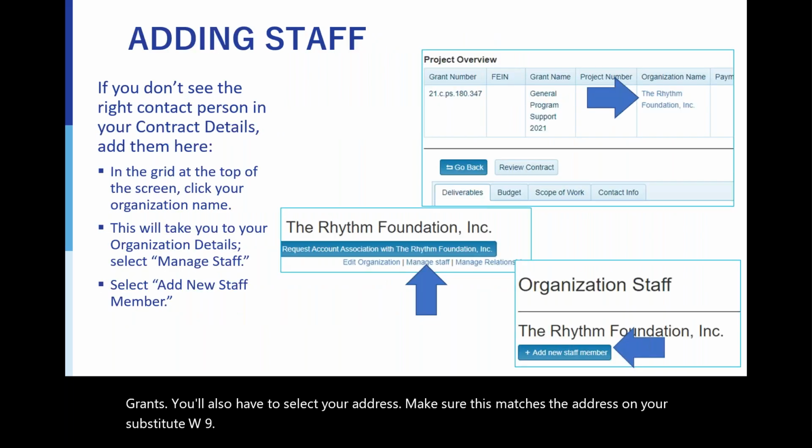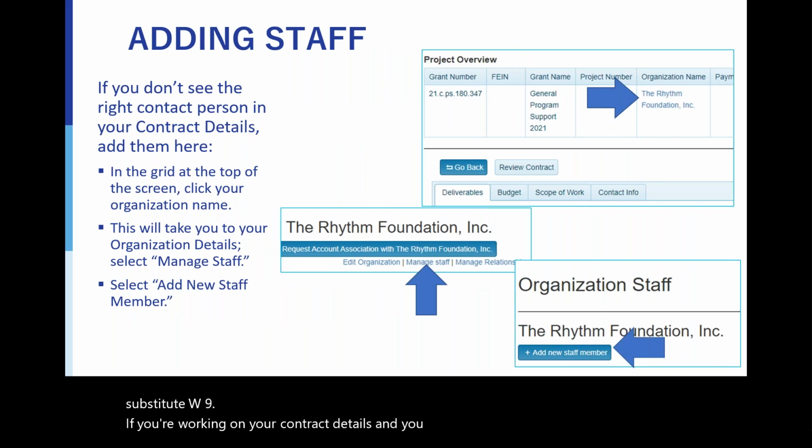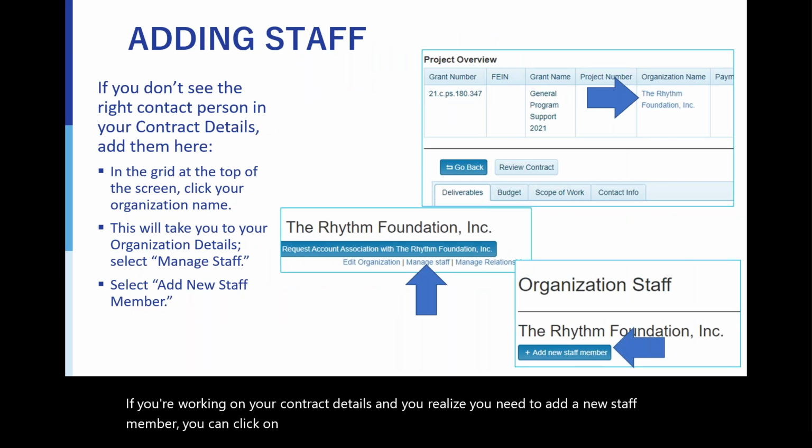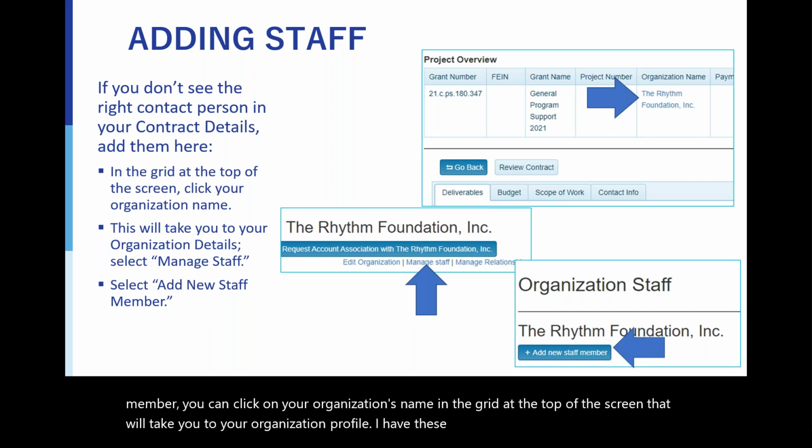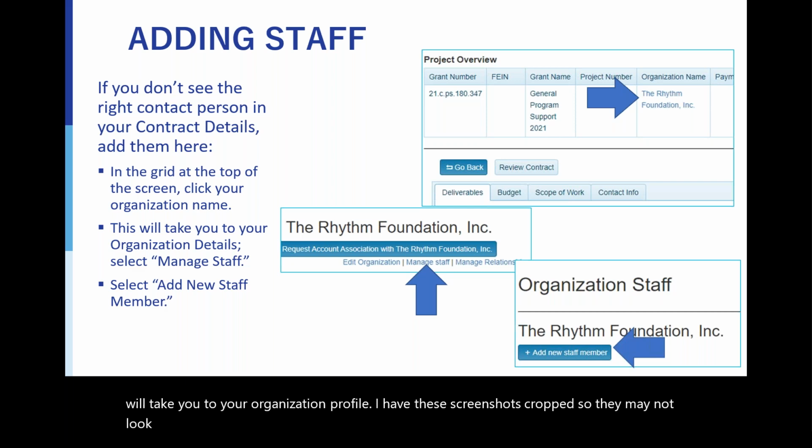If you're working on your contract details and you realize you need to add a new staff member, you can click on your organization's name in the grid at the top of the screen. That will take you to your organization profile. I have these screenshots cropped so they may not look quite the same on your monitor, but you'll want to find Manage Staff and then Add New Staff Member.